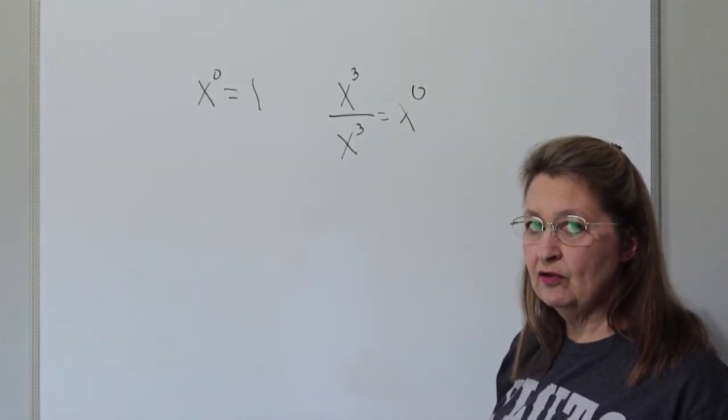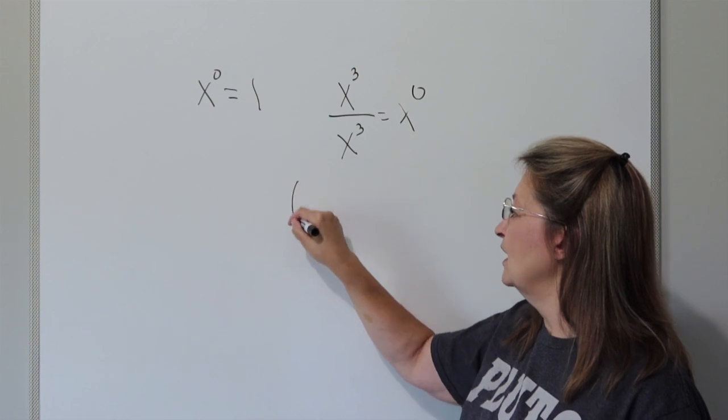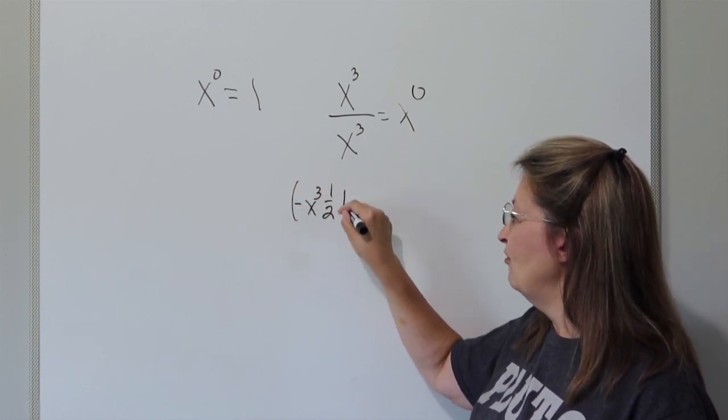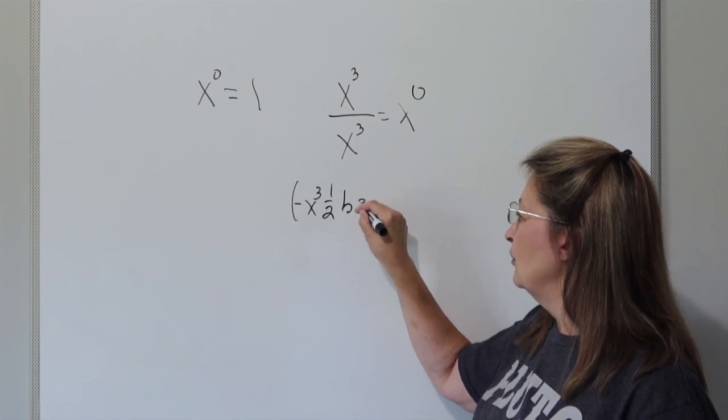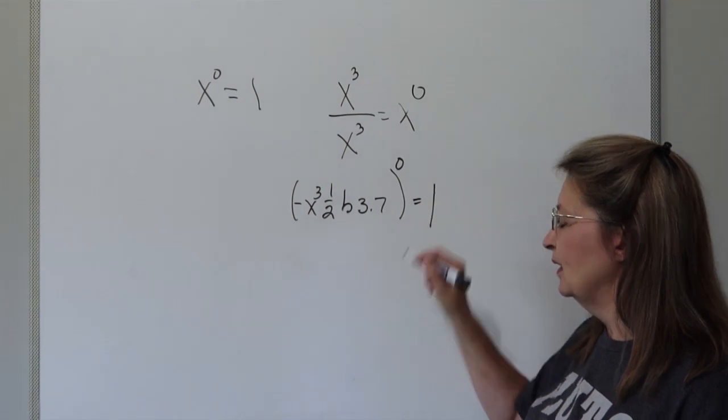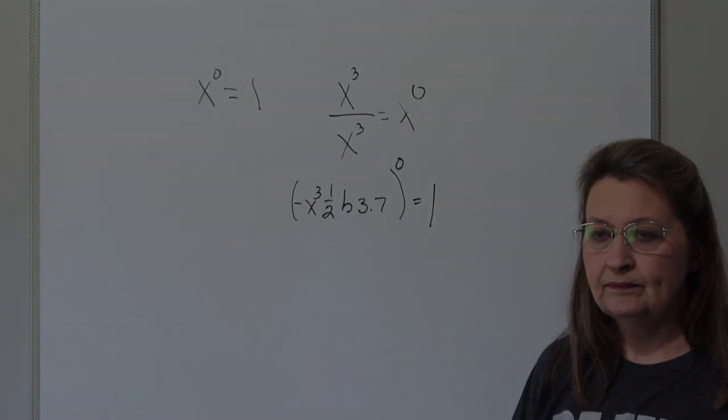Shouldn't be so much harder to remember it. But I don't care what it looks like. If I've got negative x to the third, 1/2 b, 3.7 to the 0 power, it's equal to 1.